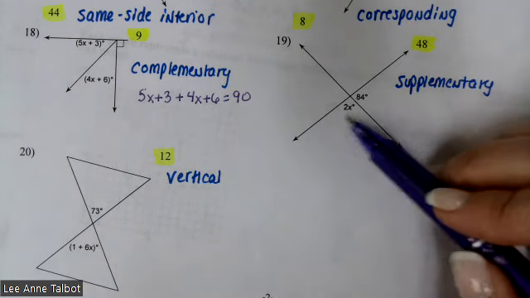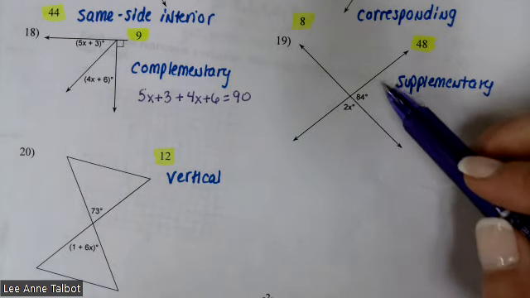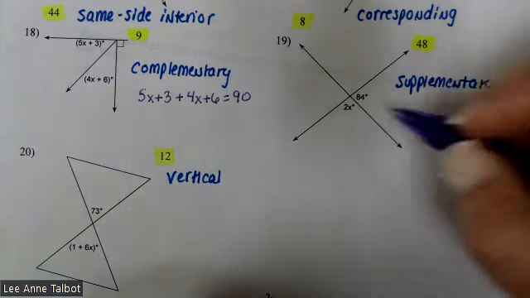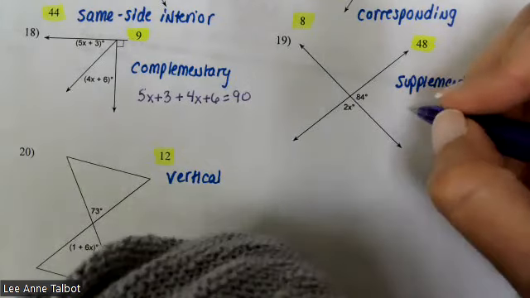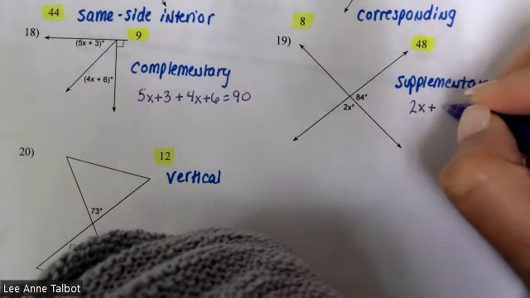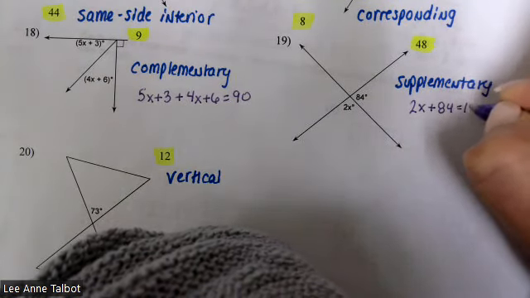These two are half a circle, basically. So they're on the same side of this. Supplementary adds to 180. So 2x plus 84 equals 180.